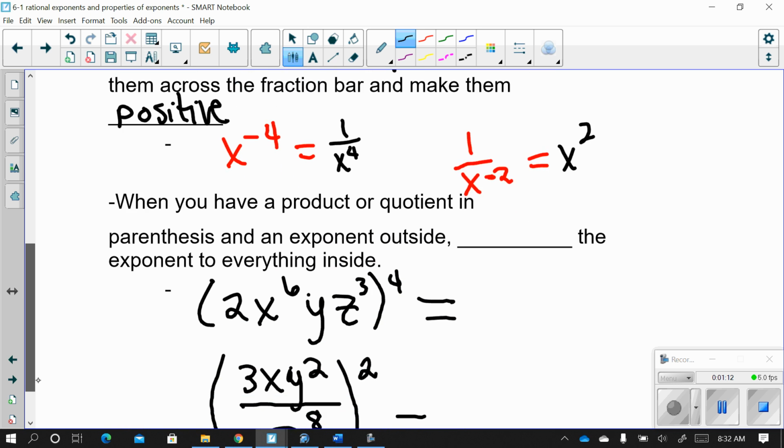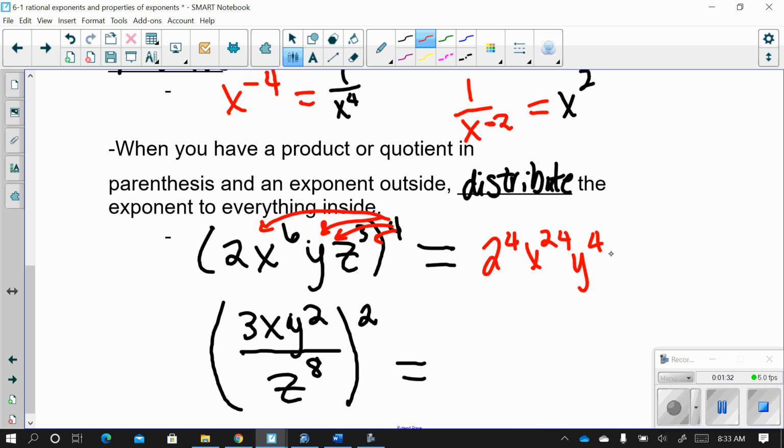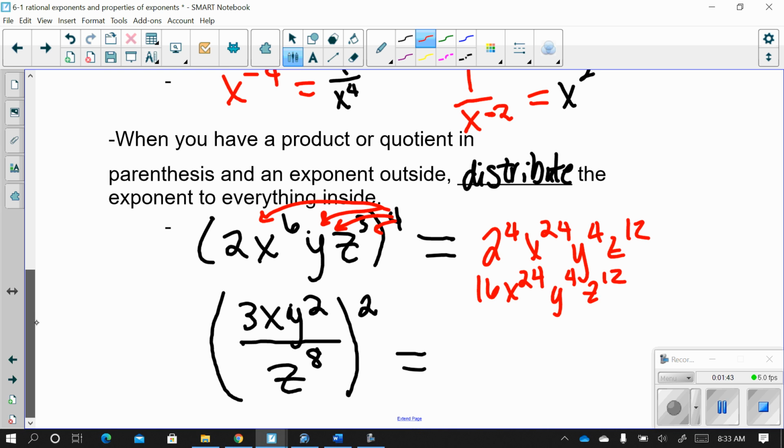Okay, and then when we have a product or a quotient inside parentheses and the exponent outside, we're going to distribute the power to everything, including the coefficients. So here we take the 4 to everything. So we get 2 to the 4th, x to the 24th, y to the 4th, z to the 12th. Or 2 to the 4th, 2, 4, 8, 16, x to the 24th, y to the 4th, z to the 12th.